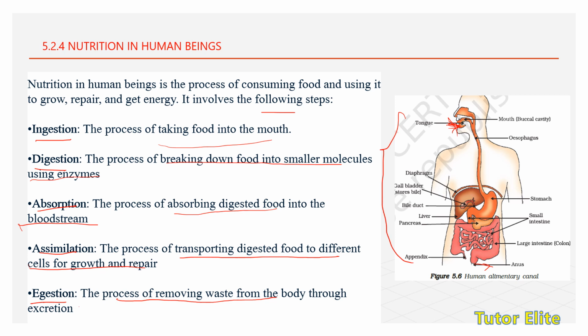Through this complete journey, your body goes through all these processes: ingestion, digestion, absorption, assimilation and egestion. Ingestion is when you take food through the mouth. Yes, your food gets digested in the stomach, the breakdown of food. Next, digested food comes to absorption. Let me know in the comment where the absorption takes place. Next comes assimilation, that is transporting digested food to different cells for growth and repair. Last comes egestion, that is removing waste from the body.